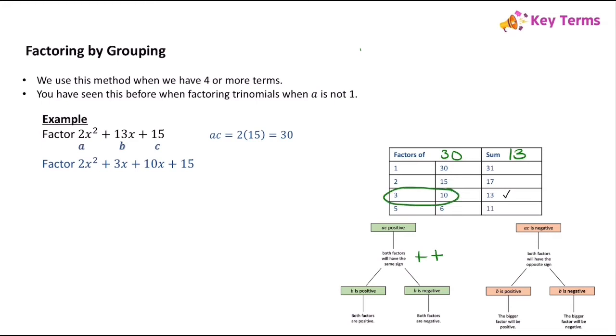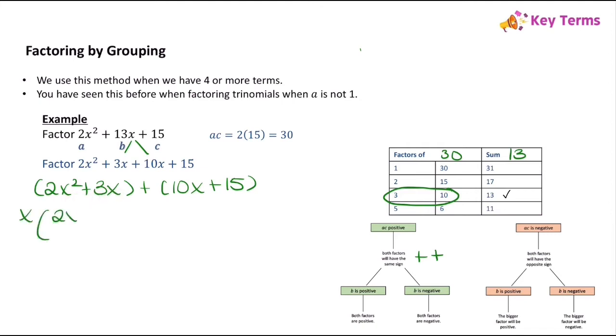So remember, we then use those 3 and 10 as coefficients of x, and we expanded this 13x into 3x plus 10x. Then what we do is called factoring by grouping. So we put the terms into 2 groups, and then we identify the GCF of each group individually. Okay, so if we look at 2x squared plus 3x, the GCF there is x.